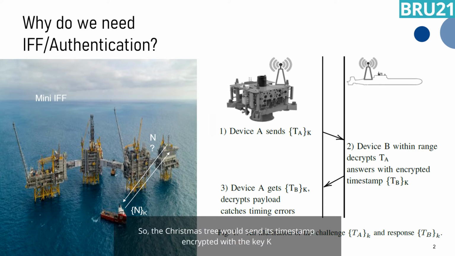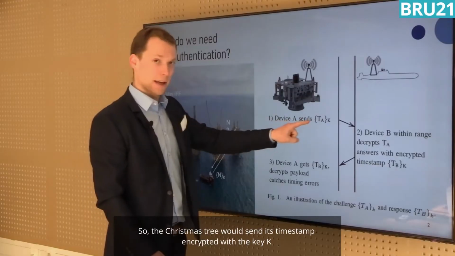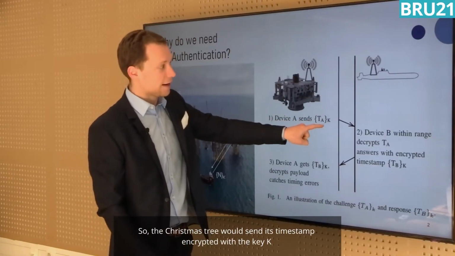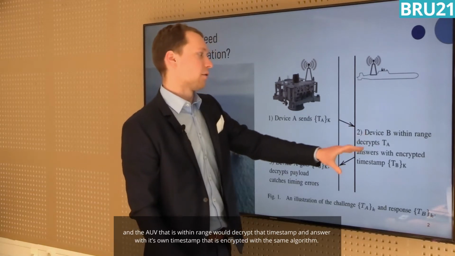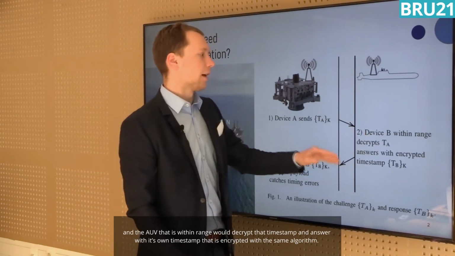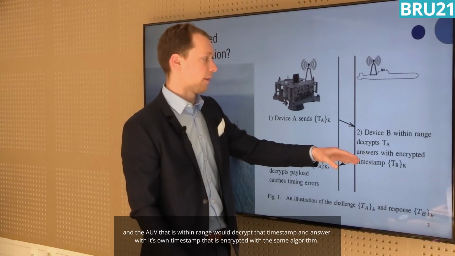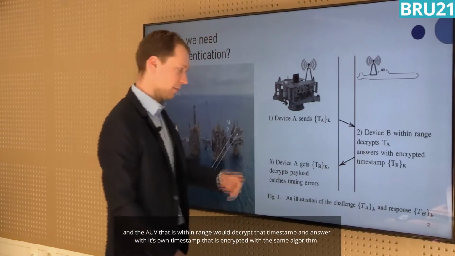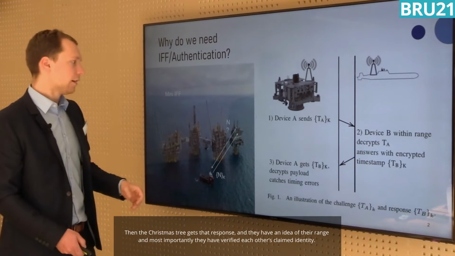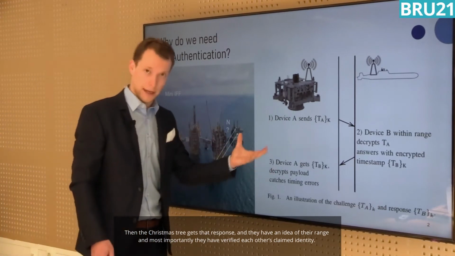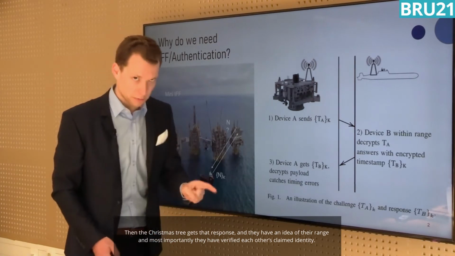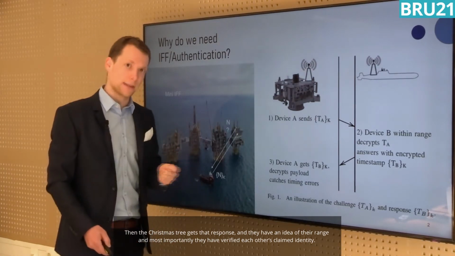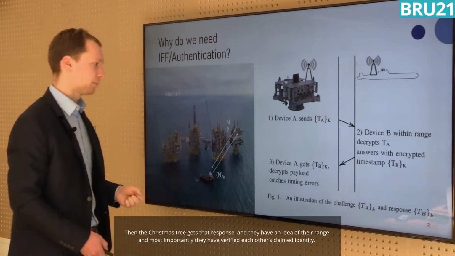So the Christmas tree would send its timestamp encrypted with the key K, and the AUV that is within range would decrypt that timestamp and answer with its own timestamp that is encrypted with the same algorithm. Then the Christmas tree gets that response and they have an idea of their range, and most importantly, they have verified each other's claimed identity.